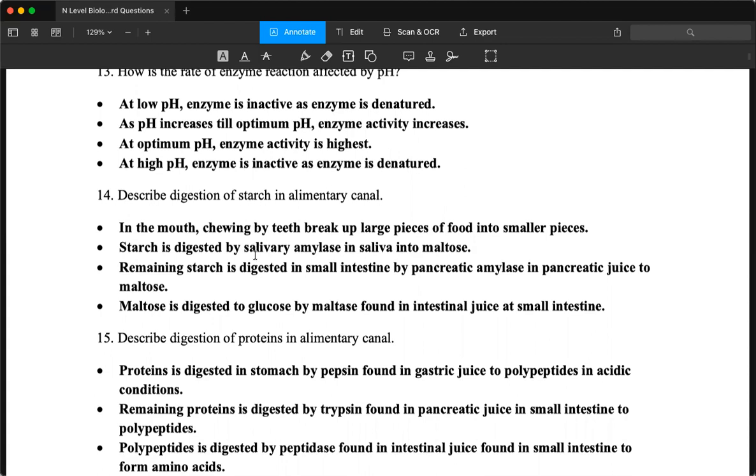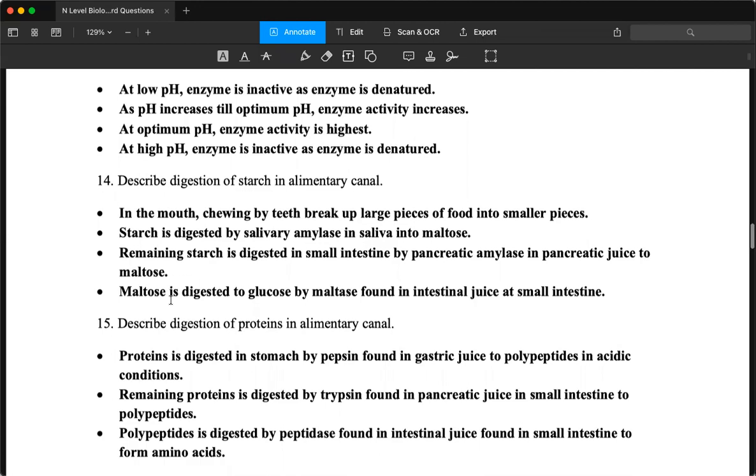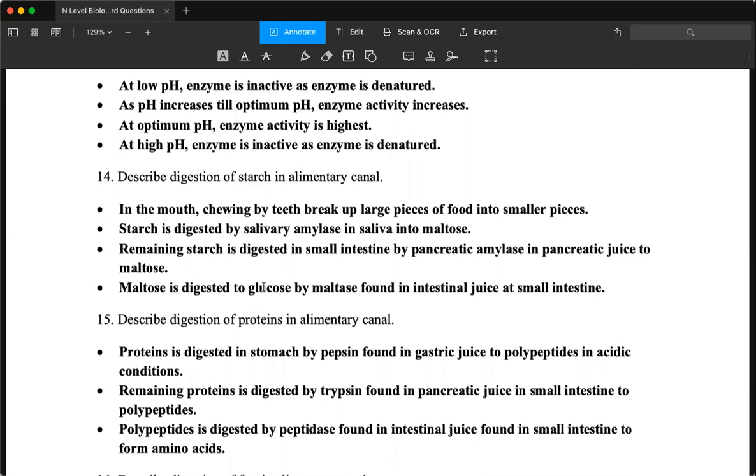So the starch is chemically digested by salivary amylase from where? In the saliva, into maltose. The remaining starch is digested in the small intestine by the pancreatic amylase, from the pancreatic juice, into maltose also. And finally, maltose is digested to glucose by maltase found in the intestinal juice in the small intestine.